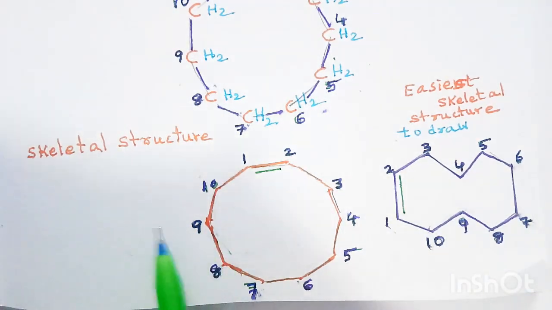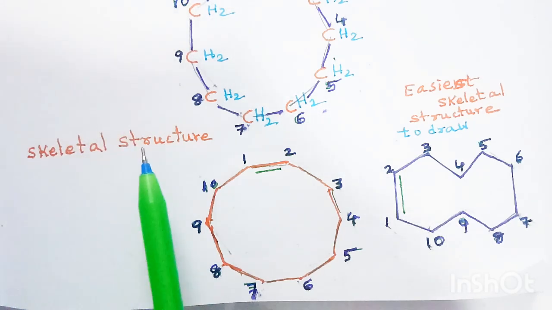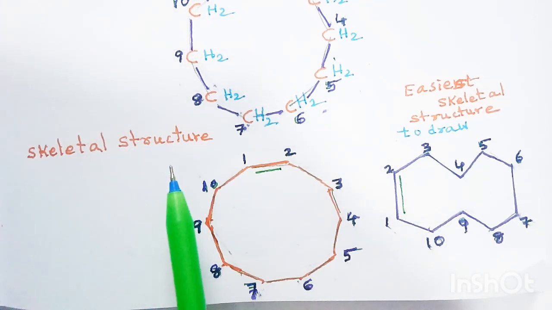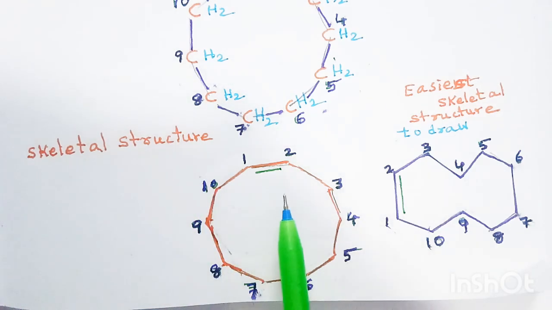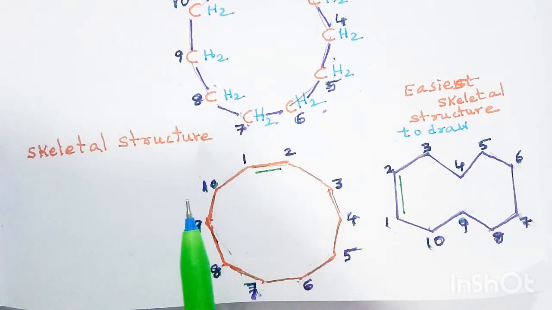Please observe that alkanes contain the general formula CnH2n plus 2. Okay, and alkenes contain the general formula CnH2n, whereas cyclic alkenes contain the general formula CnH2n minus 2.